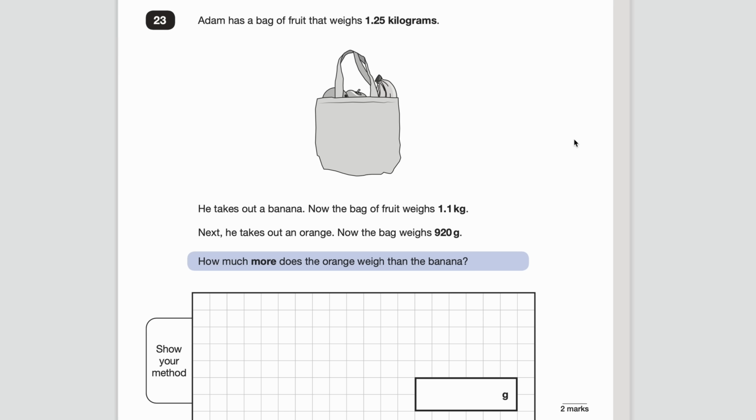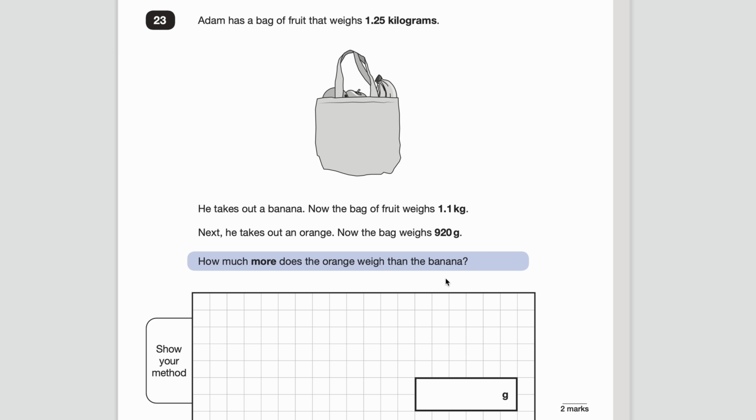Number 23, Adam has a bag of fruit that weighs 1.25 kilograms. He takes out a banana. Now the bag of fruit weighs 1.1. Next, he takes out an orange. Now the bag weighs 920 grams. So this is quite a complicated question. It's asking us how much more does the orange weigh than the banana.